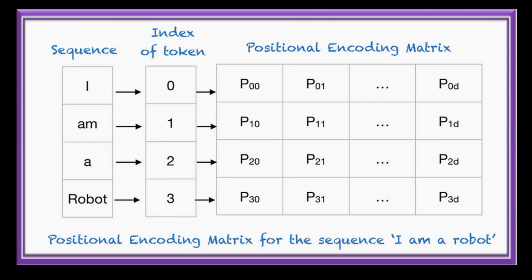Next comes positional encoding. Now this positional encoding is a technique used in transformer based models such as the famous BERT, that is, Bidirectional Encoder Representations from Transformers, to provide the model with information about the relative or absolute position of each token within a sequence. And this information is crucial because the order of words in a sentence is essential for understanding its meaning.